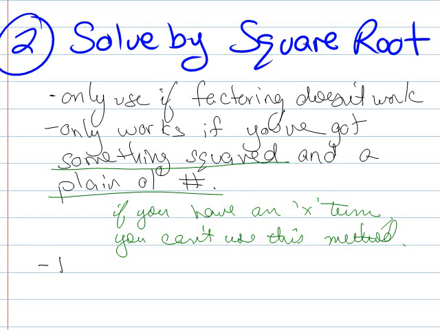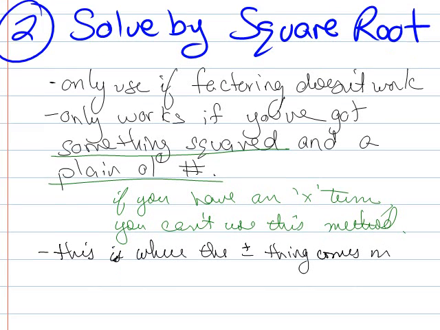Finally, if you're thinking about pluses and minuses with respect to square root, this is where the plus or minus thing comes in. So that's when we're going to use it.